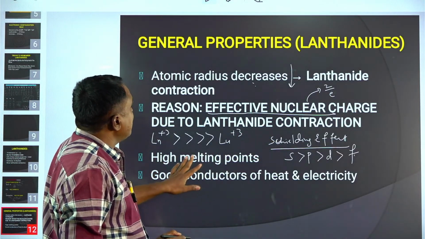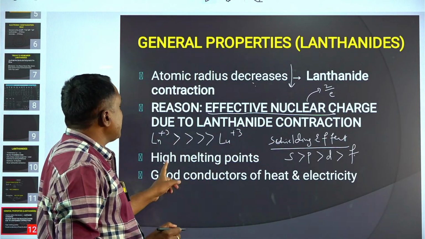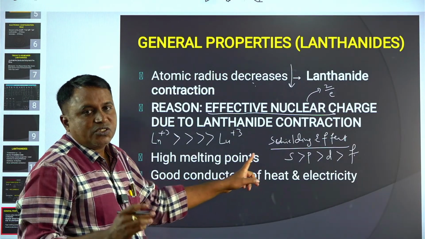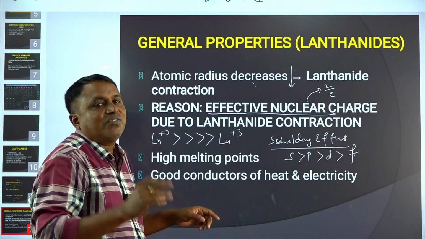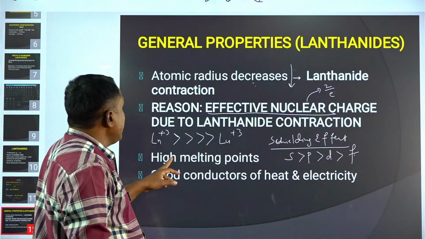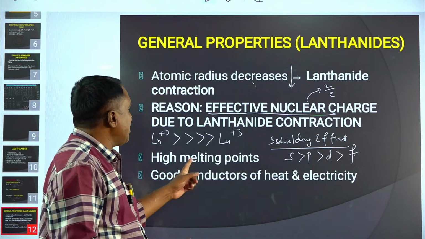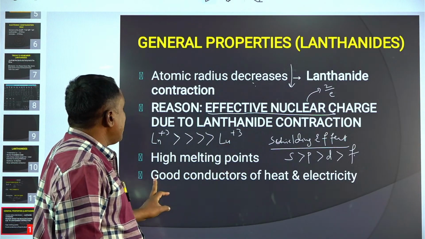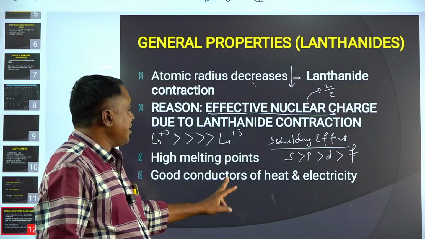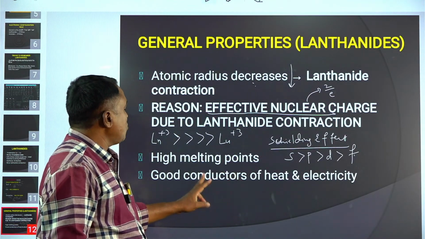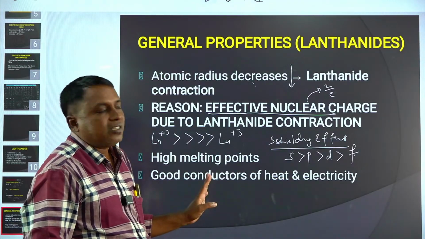And also these lanthanide elements have high melting points. This is due to what? Packing of the crystal lattice. If it is greater, the melting point will be higher. And also they exhibit conductance. They are good conductors of heat and electricity.